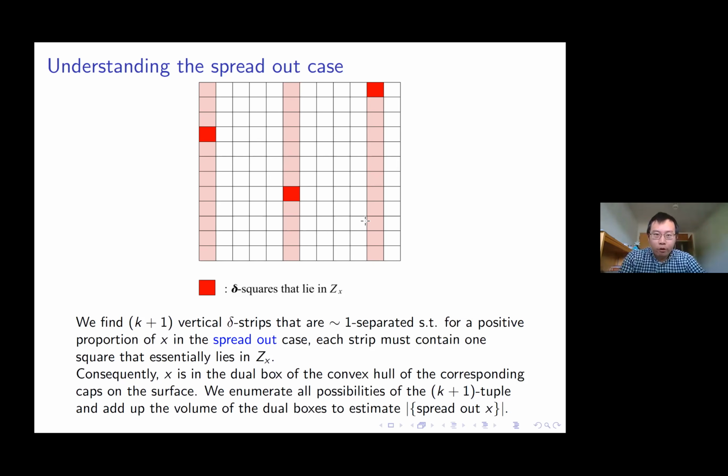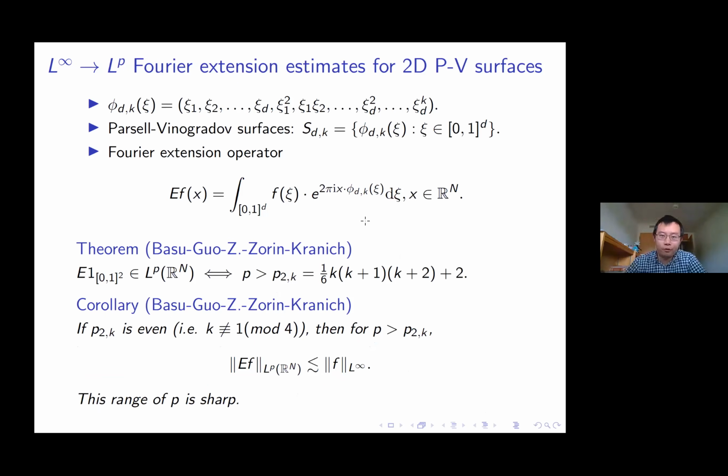Okay, so let me quickly say a consequence in the Fourier restriction theory that I also found kind of intriguing. I don't have enough time to start over to motivate extension estimates, but we have this Parsell-Vinogradov surface. We have the Fourier extension operator, and our result has a consequence in the Fourier restriction theory. So the theorem is, what I just want to remind you, is that you have E of 1 in LP for some sharp range of exponent p. And one interesting consequence is that if the endpoint of p is an even number, that's when k is not congruent to 1 modulo 4.